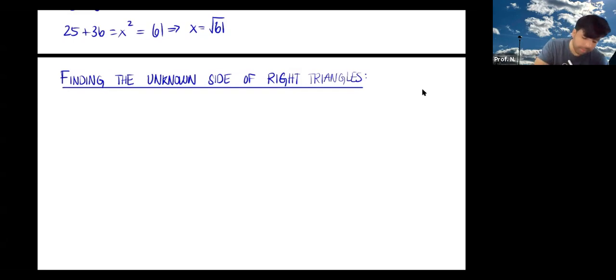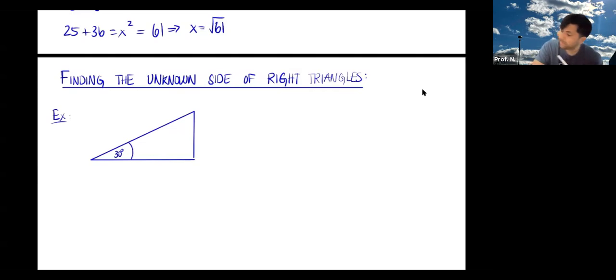So for example, if I have a right triangle, I know the angle that's made here is 30 degrees. And this is an unknown side, and this is 25. Well, we should know what these are given the special right triangle, right? But we can talk about this now utilizing trig.